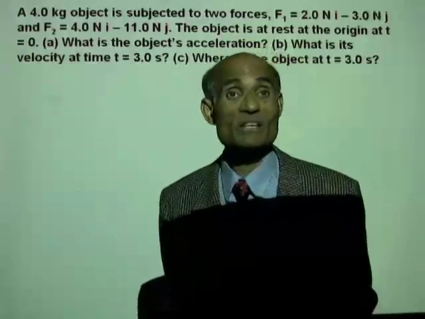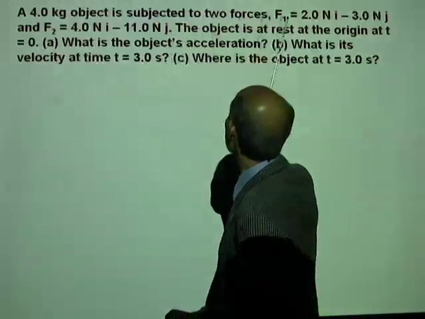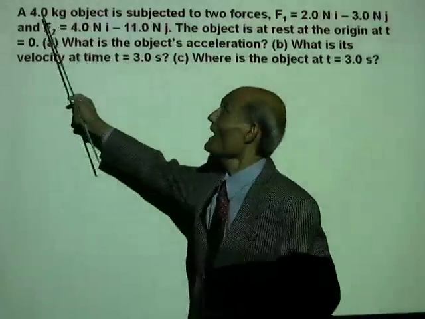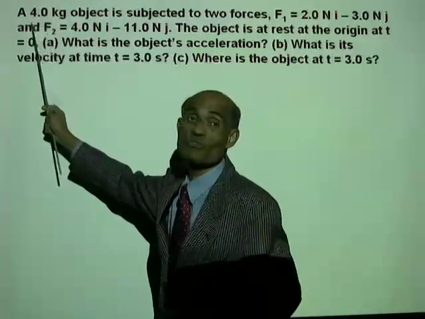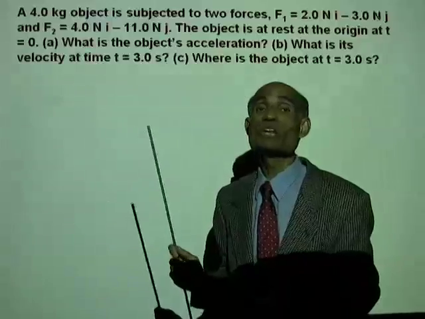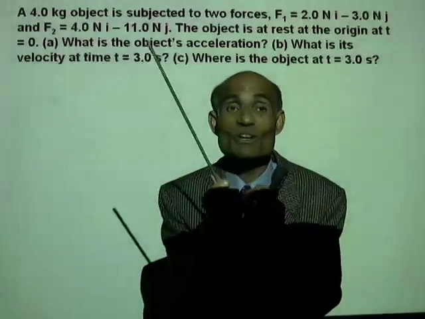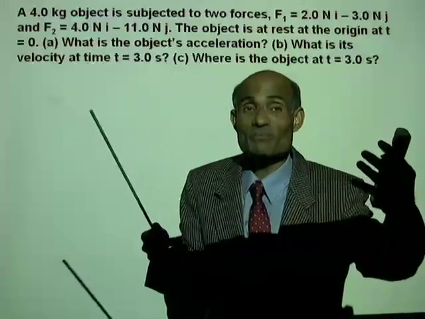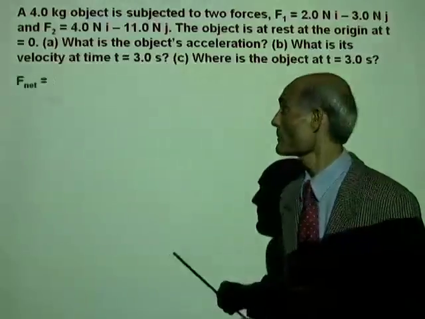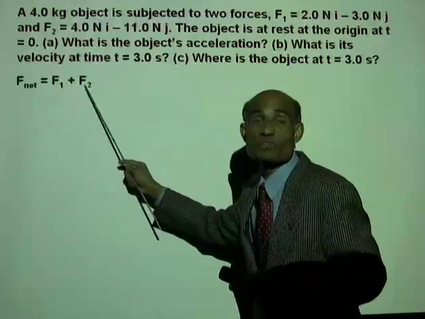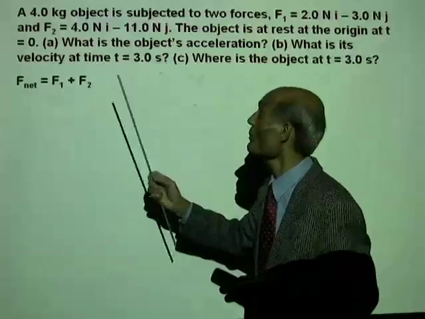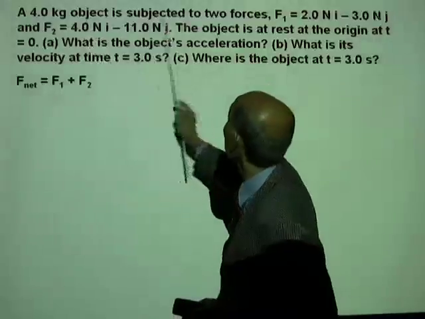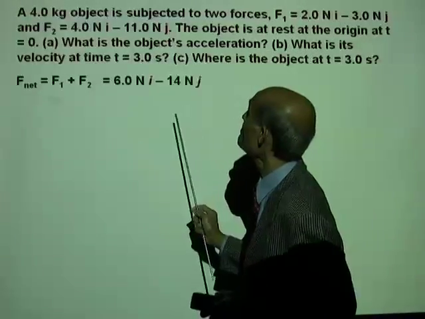Okay, how do we start here? We know there are two forces on a particle of mass 4 kilogram. We need to find the net force and use the net force to find the acceleration. Alright, let's get going. F net equals F1 plus F2. So F1 plus F2, add the x components and add the y components.